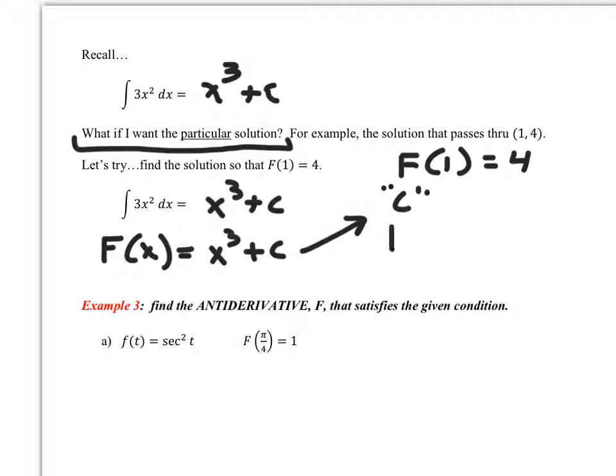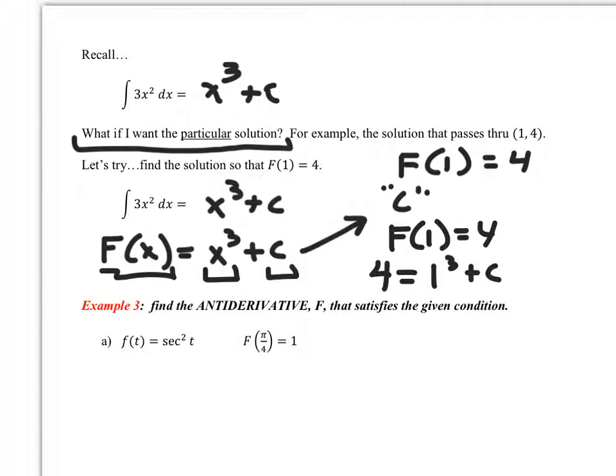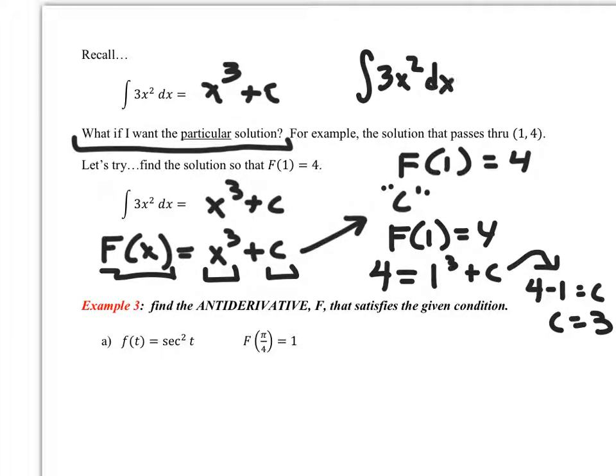by using what we know. Well, big F of 1 equals 4, so 4 equals 1 cubed plus c. Therefore, it looks like 4 minus 1 equals c, so c equals 3. So we know the exact solution now. The integral of 3x squared dx equals x cubed plus 3, provided that the function passes through 1, 4.